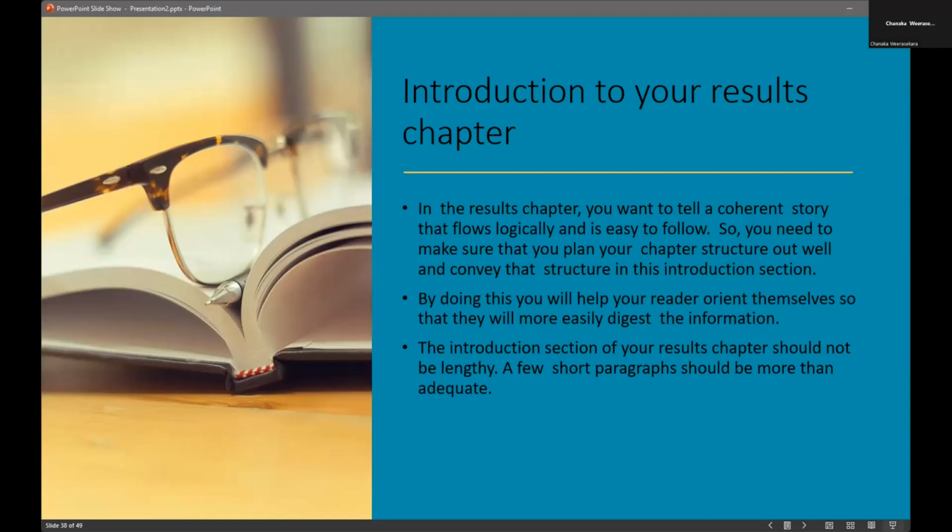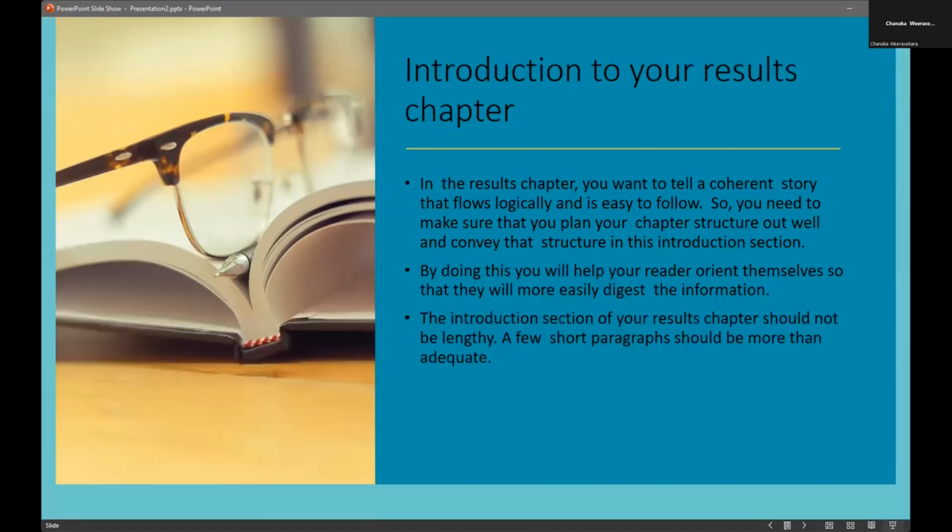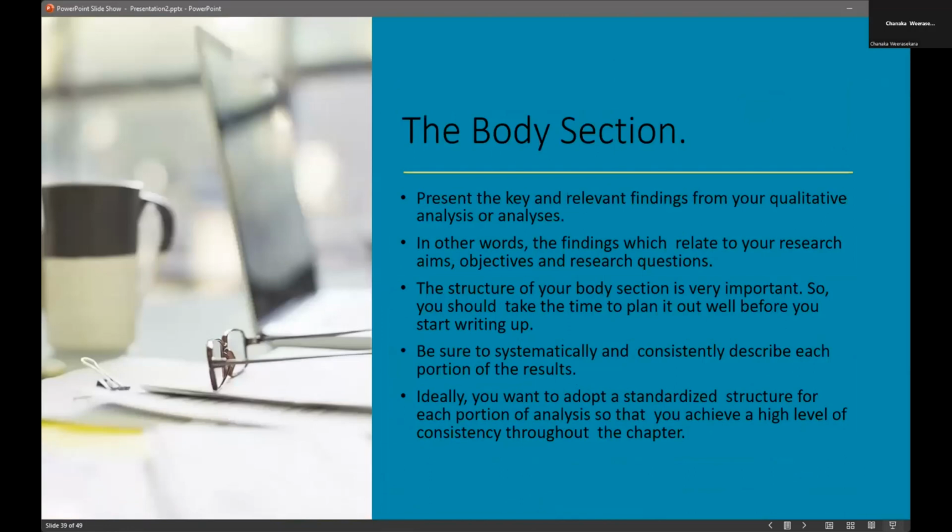A very brief manner we have to provide to the reader. So that's the introduction part. Then we have the body section, which is the base chunk, where the basic analysis part is being reported. What we have to do is present the key and relevant findings from your qualitative data analysis, whether it is thematic, grounded, narrative, whatever it is. You have to provide the findings.